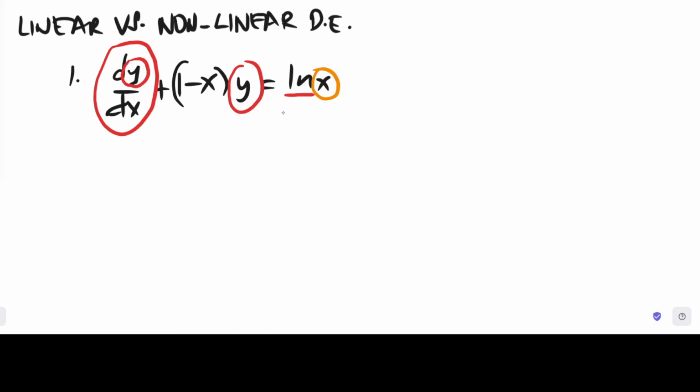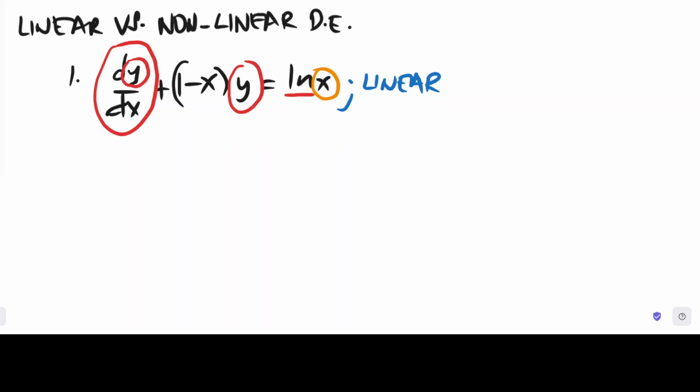Then number 3. The third rule is that the dependent variable and its derivative should not be multiplied to each other. So we have the first derivative here, we have the y here, and what is multiplied to y is 1 minus x, which is not its derivative. So the third rule is also followed. So the three rules are complied to. So this one is a linear function.